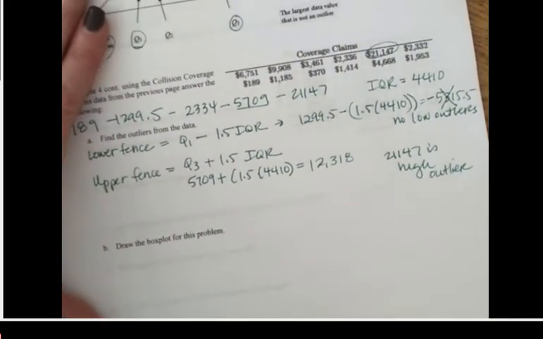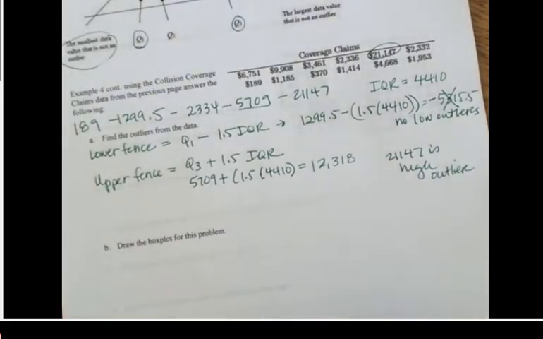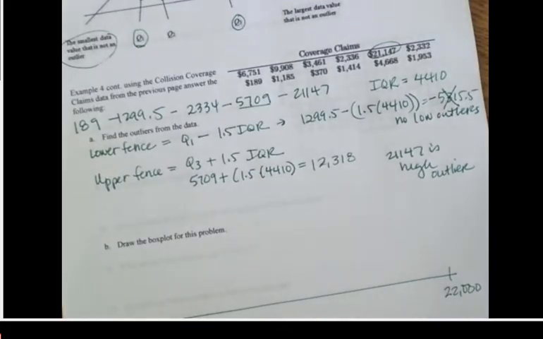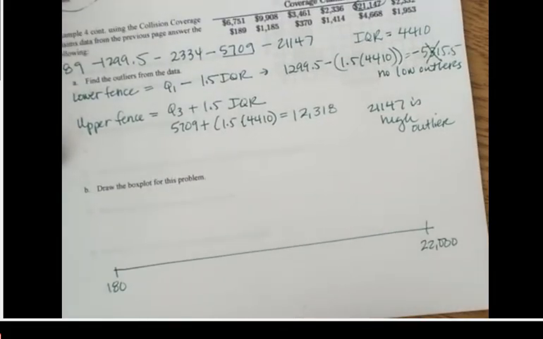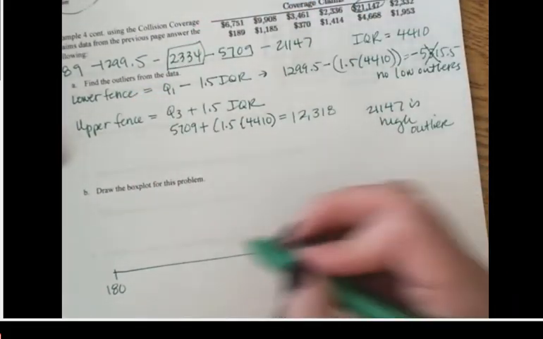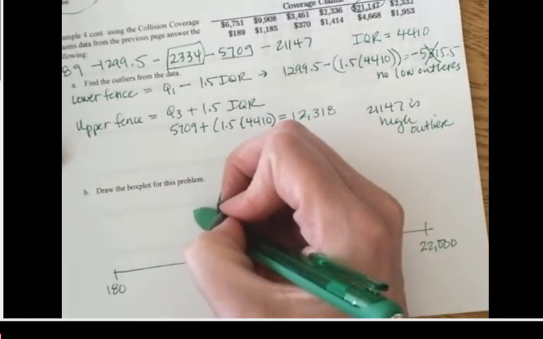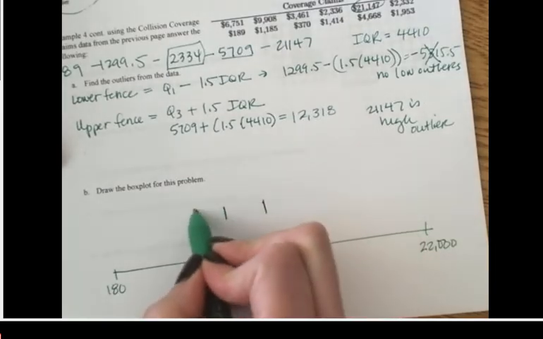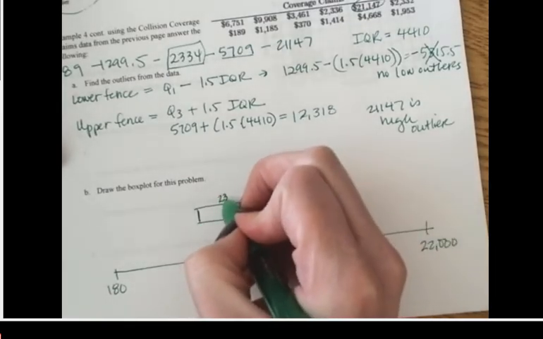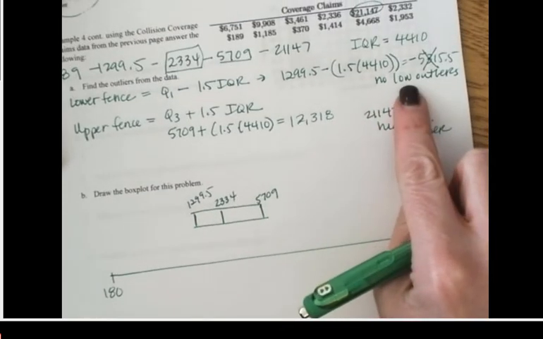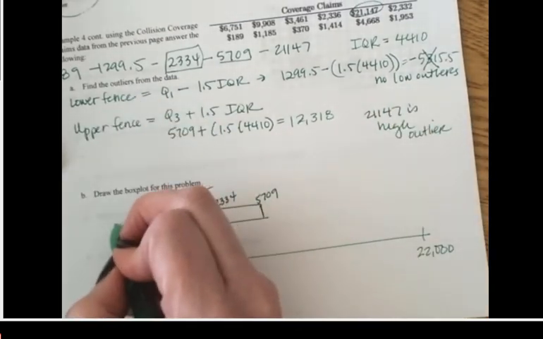So then to draw my box plot, I'm going to have to do some creative scaling here because my axis needs to go so far. So like 180 is way down here, and we'll do like 22,000 up here. So we're just eyeballing it. I'm not going to be worried too much about being OCD about your box plots, but I always recommend you start in the middle, at the median, okay? Median is at 2334, so it's about right here. Q1 is at 1299.5, so that's probably right in here, and this is here. So I can label, and my lower, I had no low outliers, so I can draw the whisker to the minimum, which was at 189.